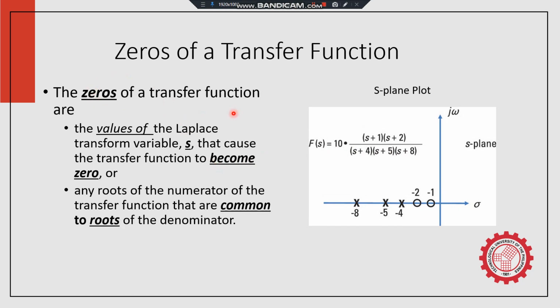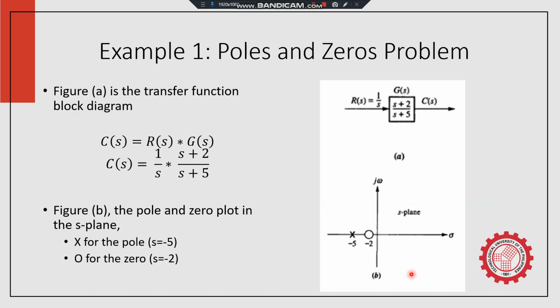The zeros of the transfer function are the values of the Laplace transform variable s that this time make the transfer function become 0. And likewise, if there is a common root in the denominator. So what makes the numerator equal to 0? If s is equal to -1, the numerator will be 0. Or if s is equal to -2, it will be equal to 0 as well. So our zeros for this given transfer function are -1 and -2.